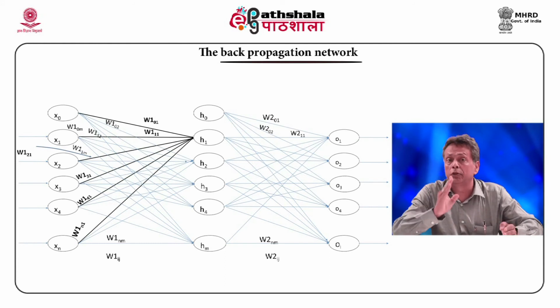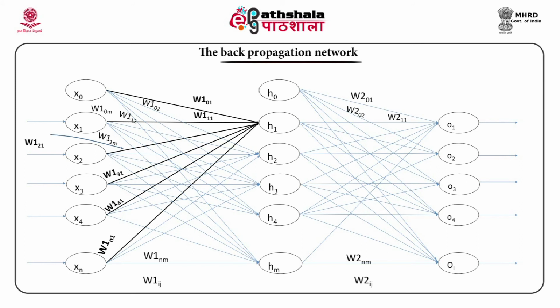Remember, W0 indicates the threshold, the negative value of the threshold. Similarly, h0 in the second layer also indicates the W0, the negative value of the threshold. Now there are 2 different sets of weights. In other words, there are 3 layers of units but 2 layers of weights. The first layer of weights is called W1, the second layer of weights is called W2. W1 prefixes all the weights of the first layer.